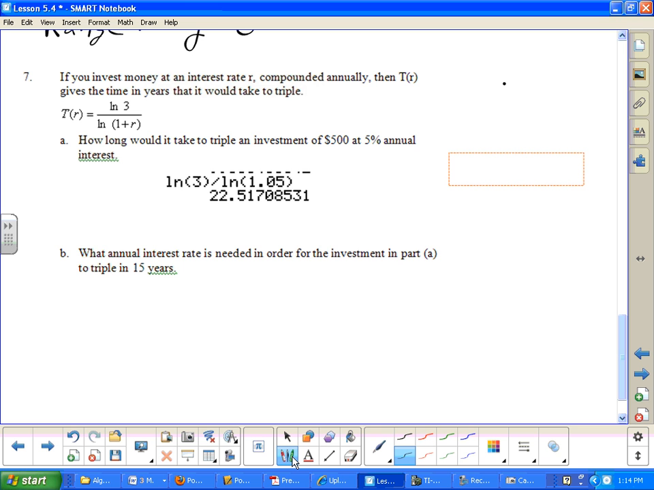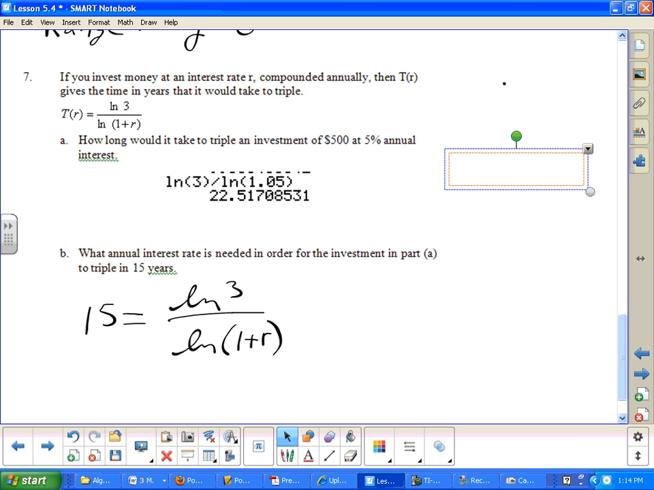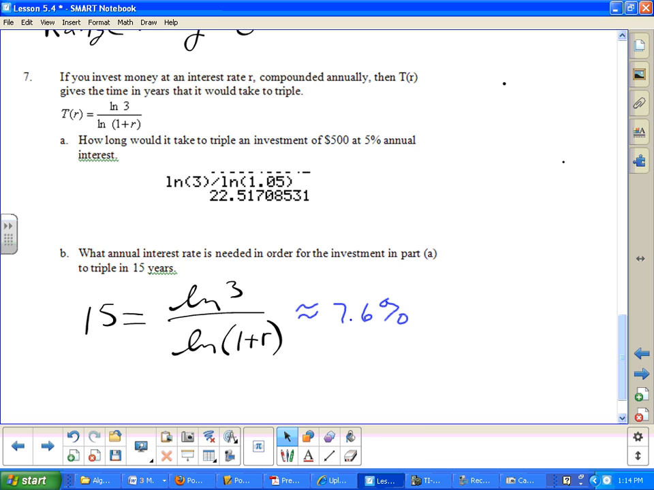So we're solving the equation that 15 is equal to the natural log of 3 over the natural log of 1 plus r. So we need to solve that equation for r. And when you do that, you will get approximately 7.6%. So type it in and check that, see if it's correct.